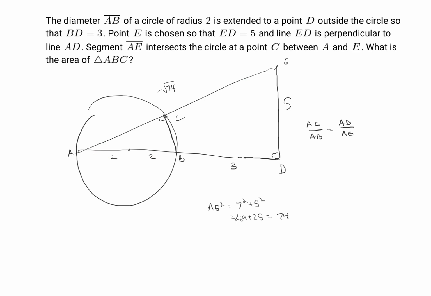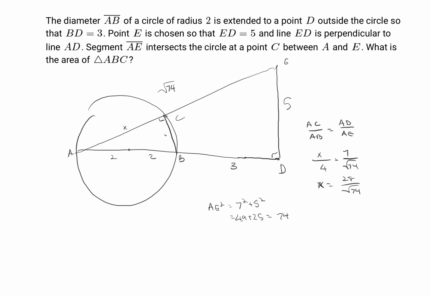All right, so if we plug in numbers, we get that AC, let's call this X, over AB, which is 4, equals 7 over square root 74. So X equals 28 over square root 74. Does that look good? Oh, 10 times square root 74 over 3. I think you're looking at a different side length. 28 over square root 74 is what we have right now.